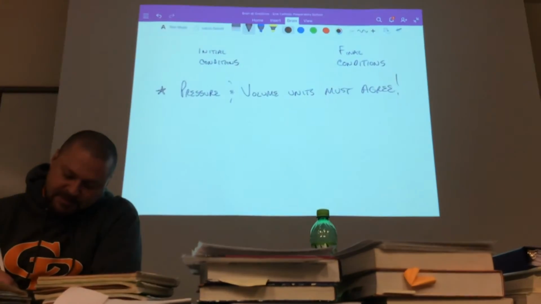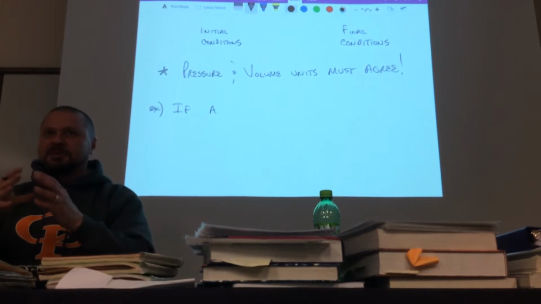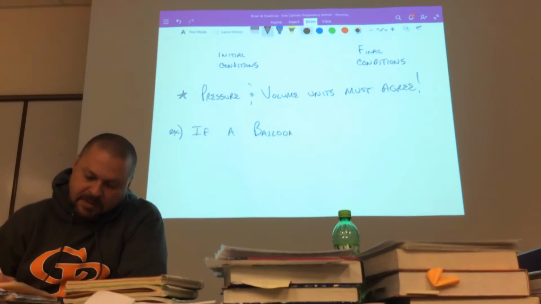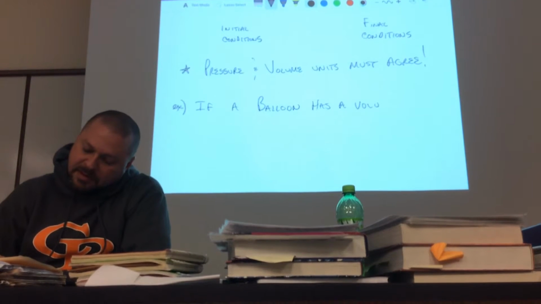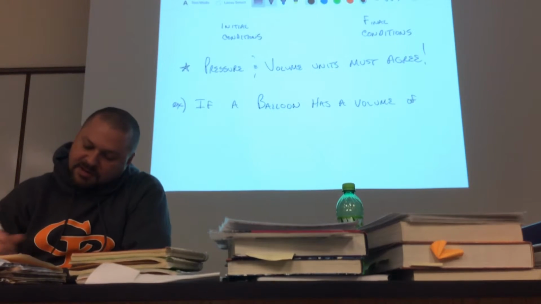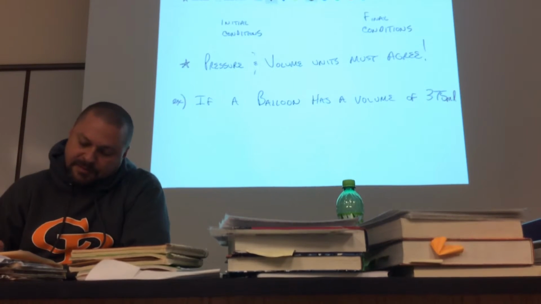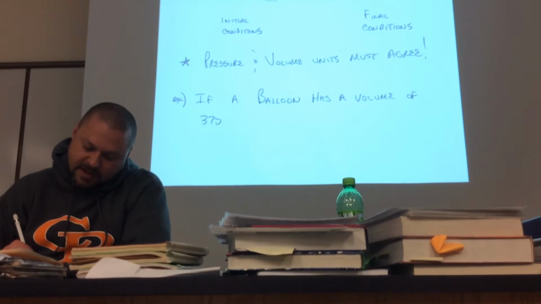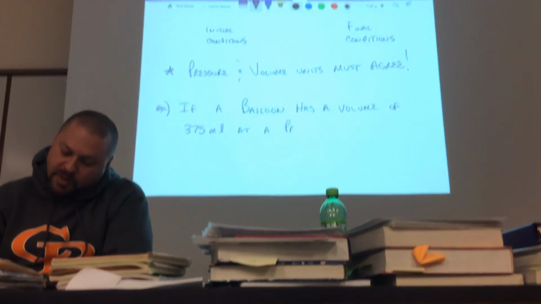Okay, so the units must agree. All right, so let's do an example here. Let's say we have a balloon, and we like to use balloons here because balloons can easily expand and contract, but this applies to any kind of other system. So if a balloon has a volume of 375 ml, at a pressure of 1 atm.